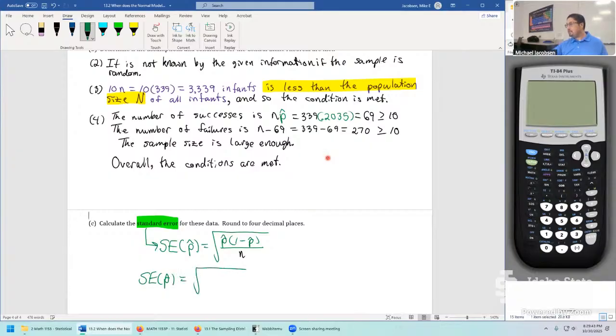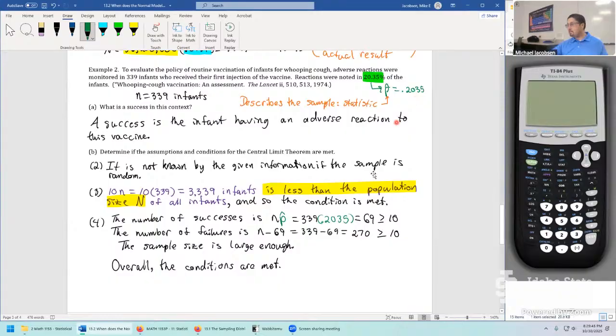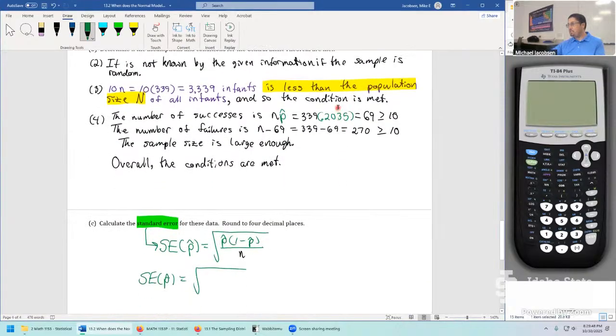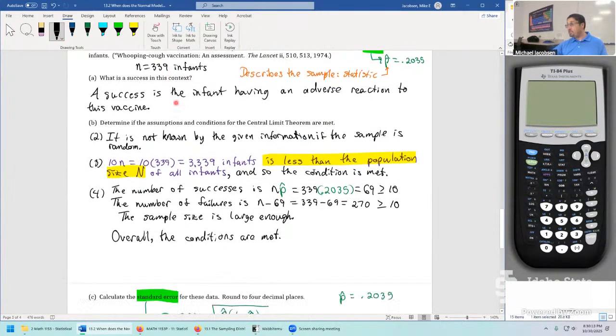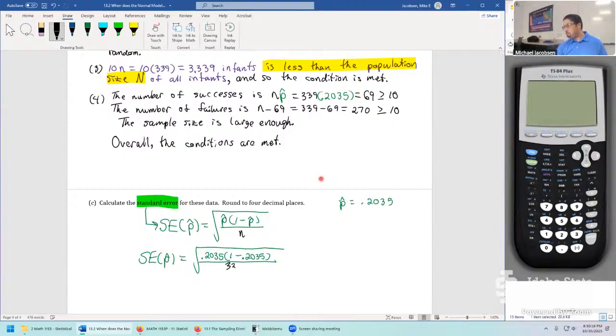the square root of, and the p hat value is up here. We also stated it down below right here, a little bit easier to see. Let me just recopy it for emphasis. 0.2035, I think our bar should be just a little bit longer. So 0.2035 times 1 minus 0.2035, divided by the sample size. And just to double check, the sample size is 339 in this problem. And we get the standard error.